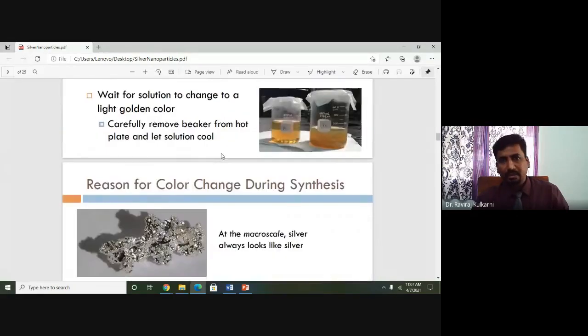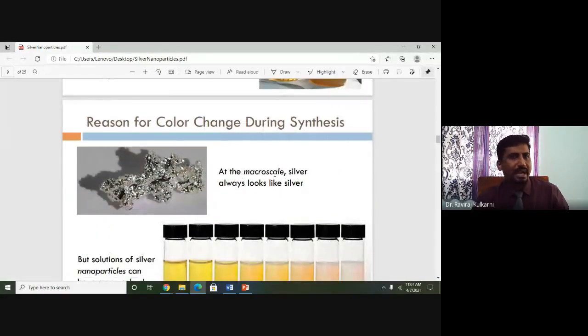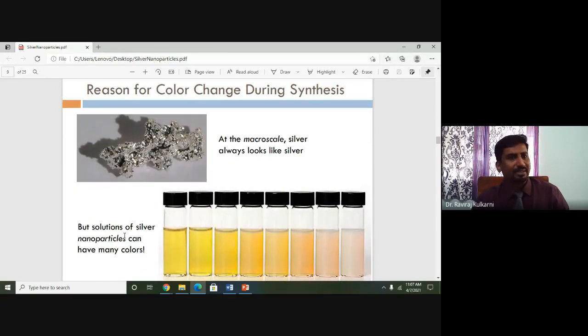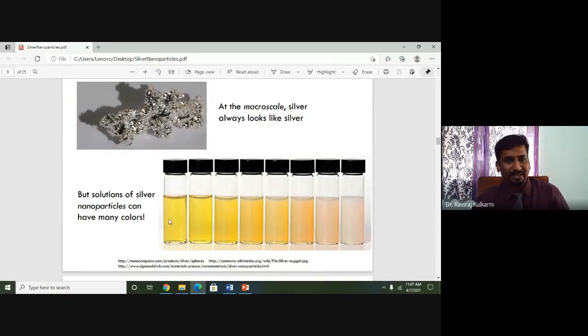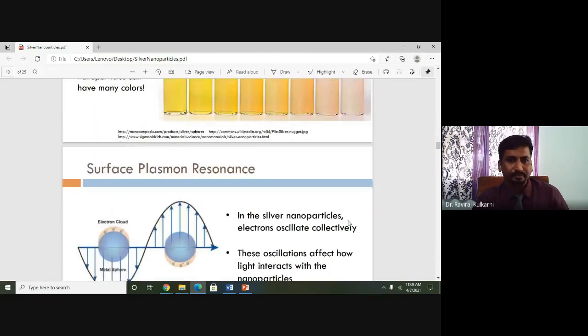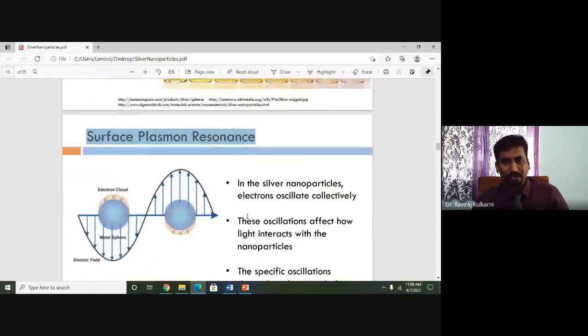See, at the macro scale, silver always looks like a white shiny metal. Okay, but in solutions of silver nanoparticles, you can see colors. Okay, yellow, right, slightly orange. You can see different colors here. This is because of plasmon resonance. I'll be discussing it when I discuss the properties. Okay, you don't worry about this plasmon resonance right now.